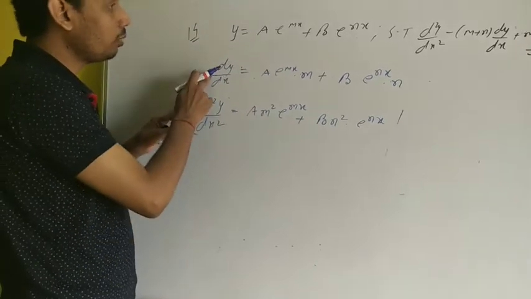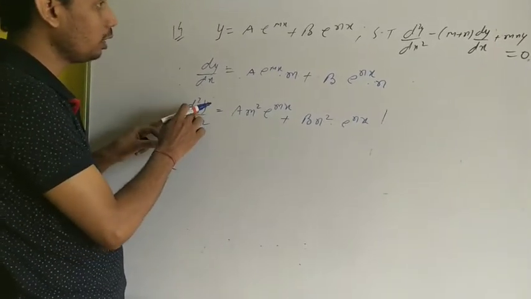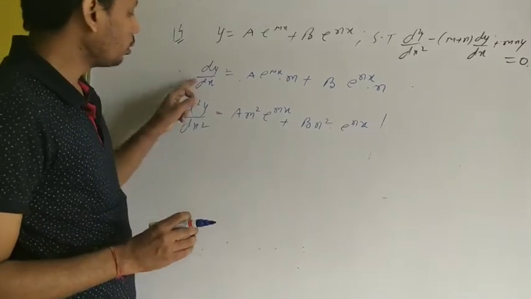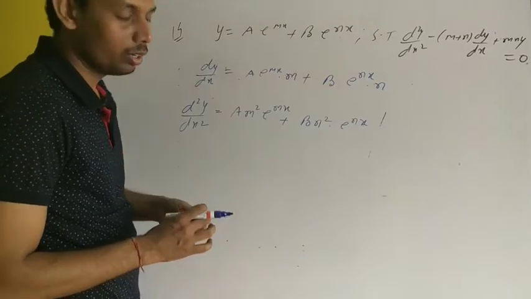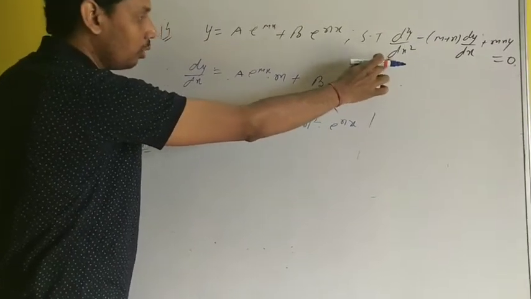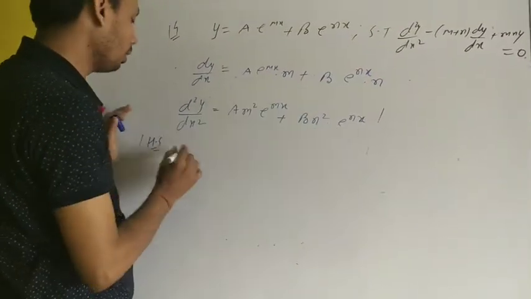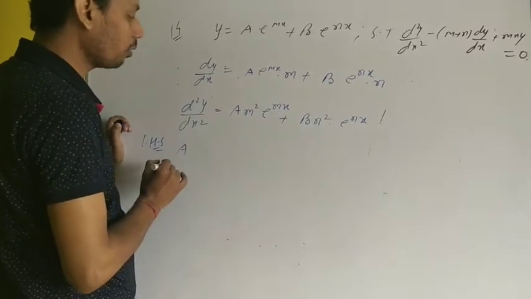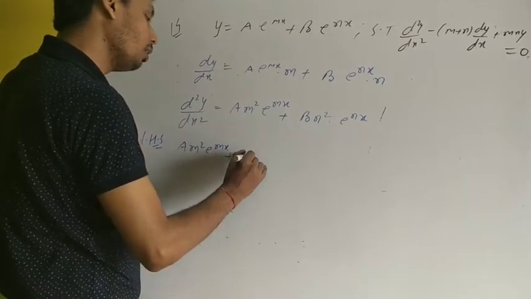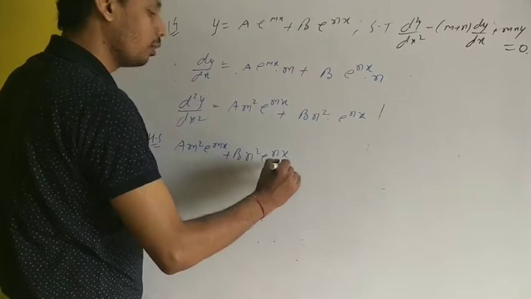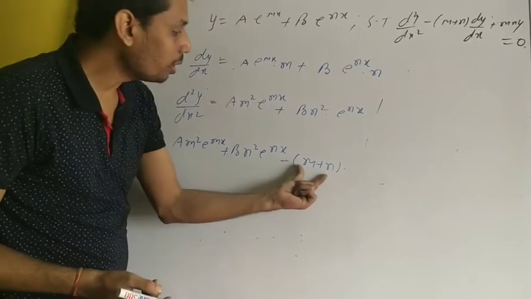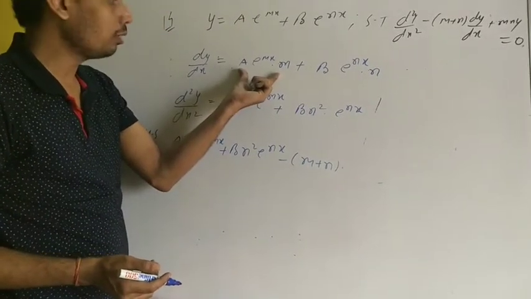Now we have the value of dy by dx as well as d square y by dx square. Now let us substitute the required values in LHS. So our LHS is d square y by dx square. At the place of d square y by dx square, let us substitute its value, that is a m square e to the power mx plus b n square e to the power nx, minus (m plus n) into dy by dx, and we have the value of dy by dx.